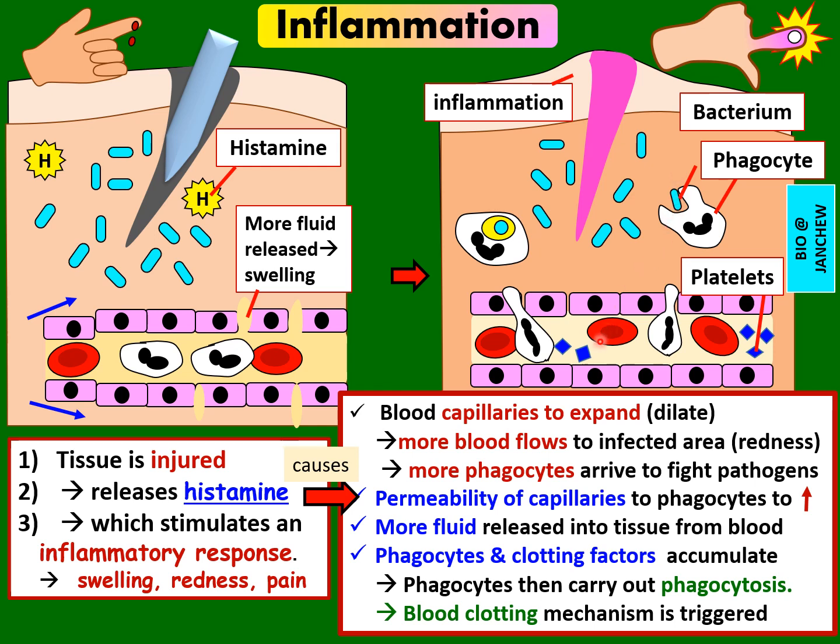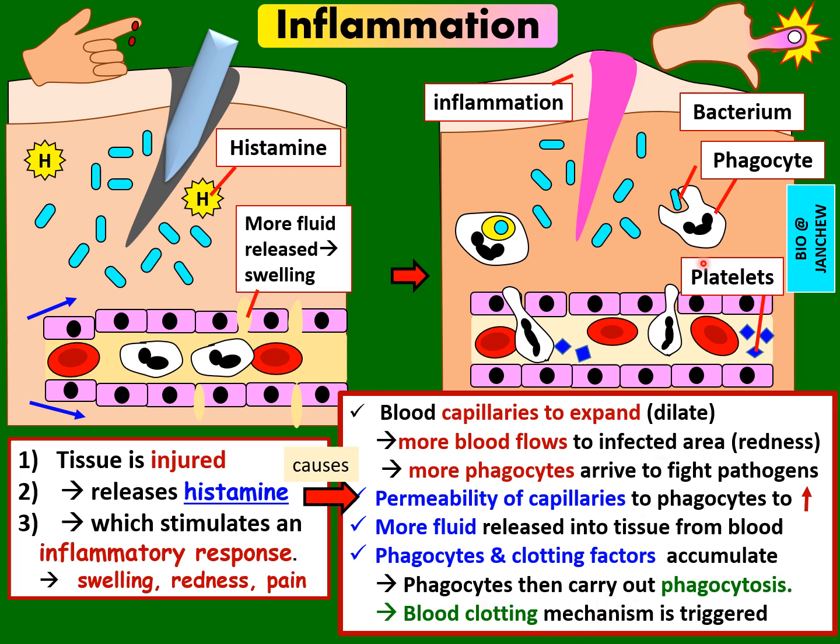Clotting factors will also accumulate here in case there's a need for clotting at the wound. So the blood clot will then seal off the area, seal off the cut or the opening so that the bacteria cannot enter through the opening. But blood clotting is part of the first line of defense, not the second line of defense. It's in the first line of defense.